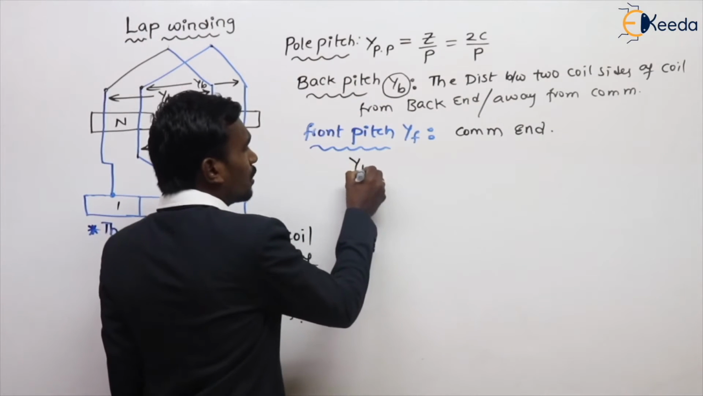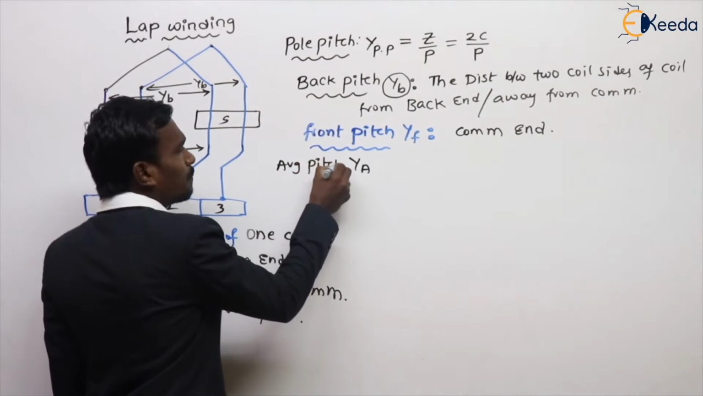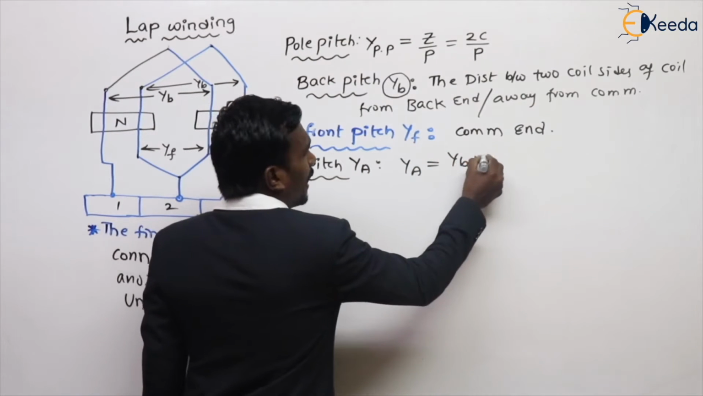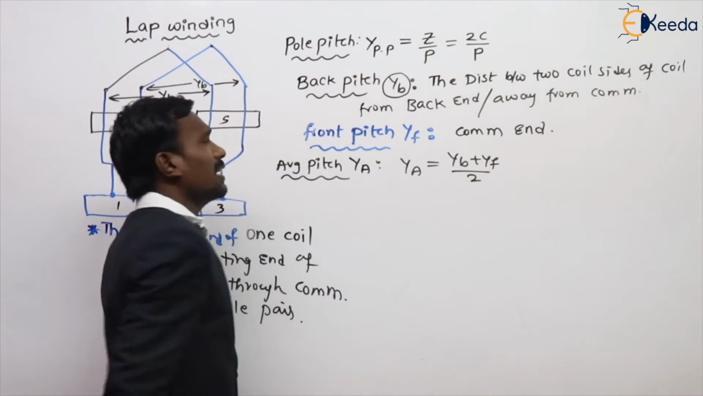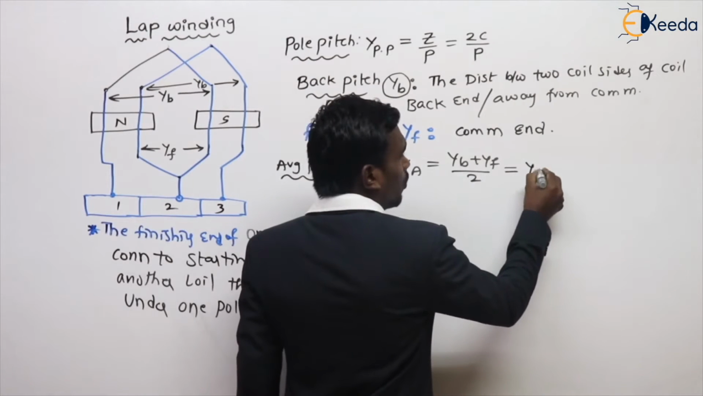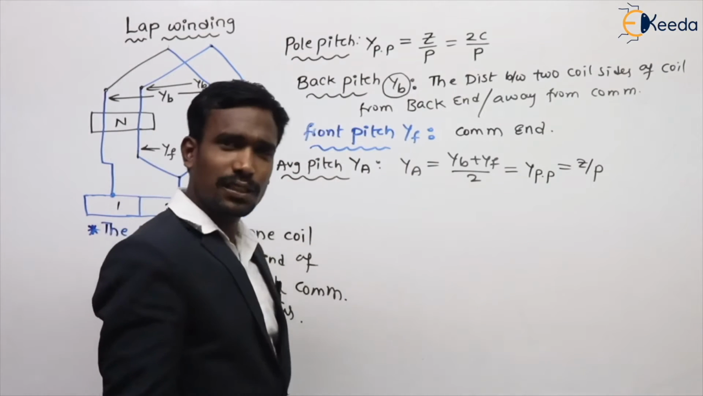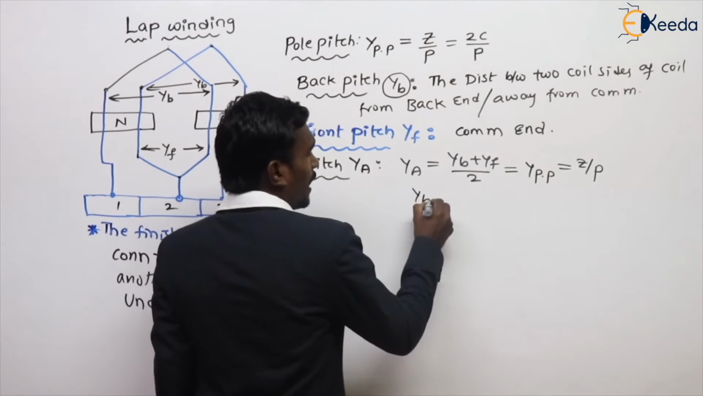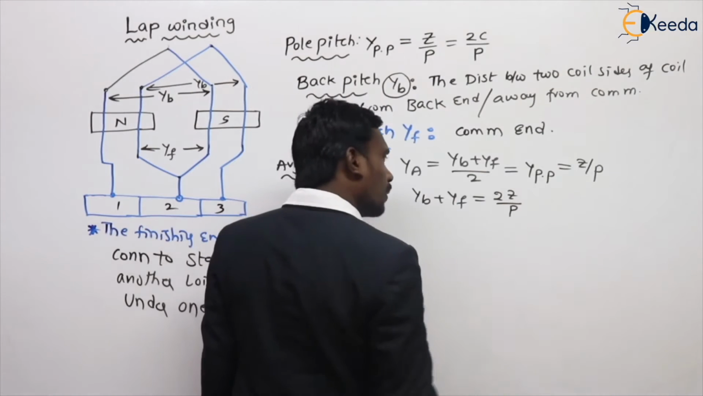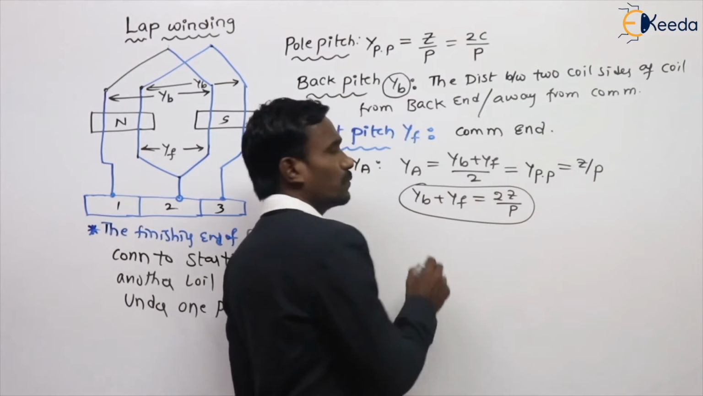Now they will ask you a question: what is average pitch? Can you tell me what average pitch is? The average of front pitch and back pitch is the average pitch, nothing but (YB plus YF) by 2. (YB plus YF) by 2 is exactly equal to the pole pitch, that is Z by P. This is fixed. That means YB plus YF equals 2 times the pole pitch, 2Z by P. You should remember this point.